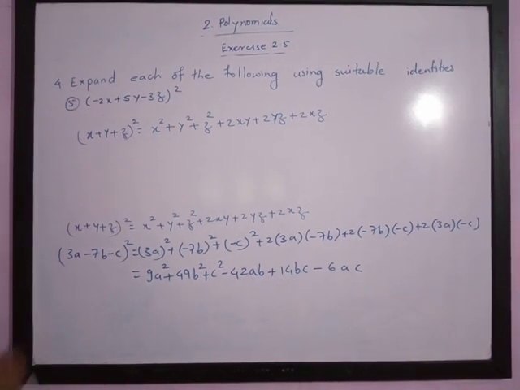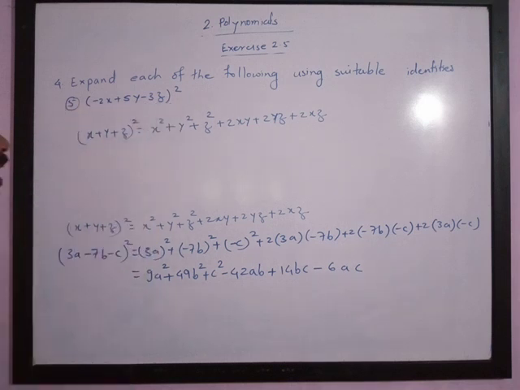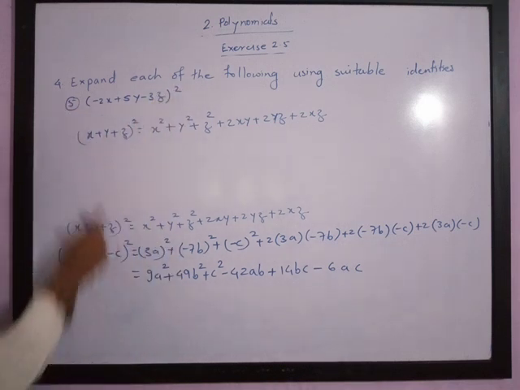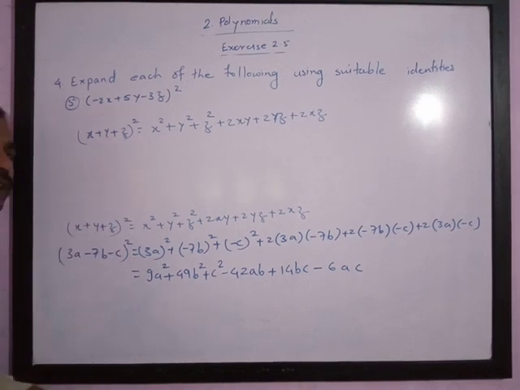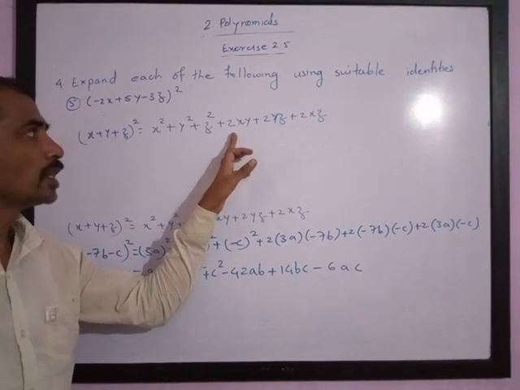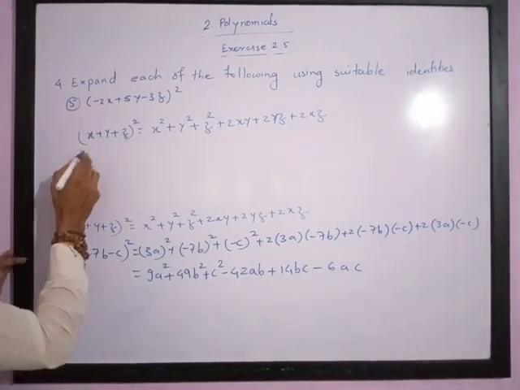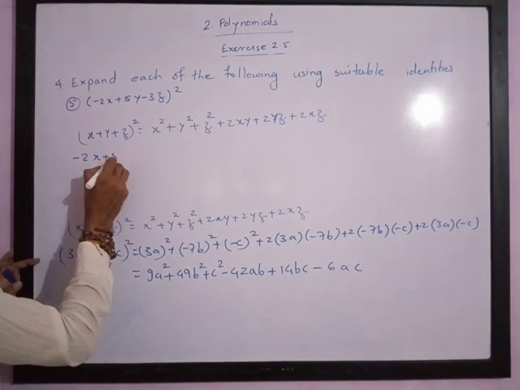Fifth question is (-2x + 5y - 3z). Understand, again three terms are there, bracket square, so we have to use the same identity. (x + y + z) bracket square is equal to x square plus y square plus z square plus 2xy plus 2yz plus 2xz.